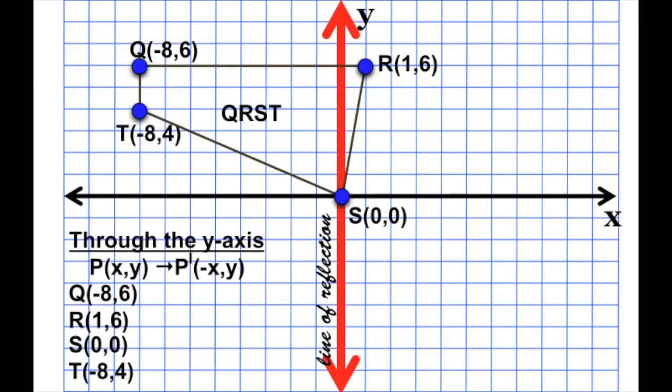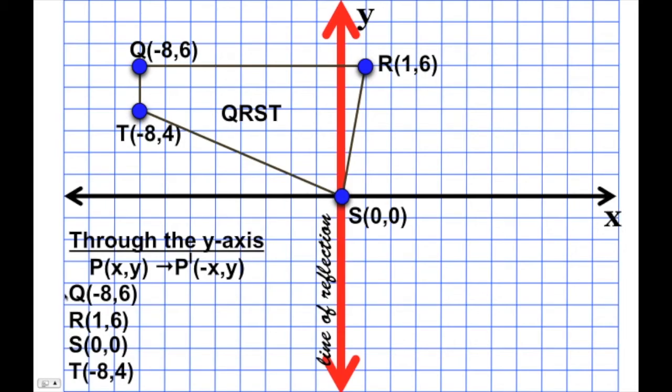How about for this quadrilateral? Quadrilateral QRST. Remember, we're reflecting through the y-axis, which means our x-coordinate is going to change to its opposite. So, let's change each of our points first, then plot them and see what our reflection looks like.